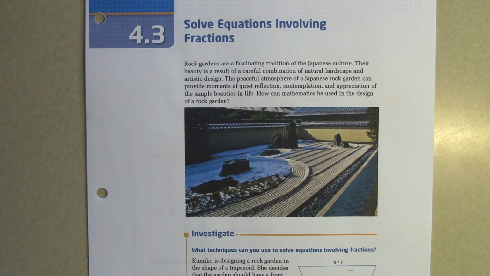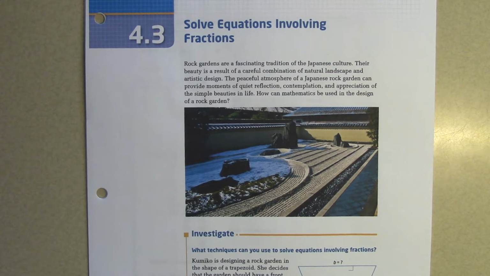All right, so what techniques can you use to solve equations involving fractions? It says, Kumiko is designing a rock garden in the shape of a trapezoid. She decides that the garden should have a front width of 8 and a depth of 5 meters. The area must be 50 meters squared to fit her design. How wide should Kumiko's garden be at the back?